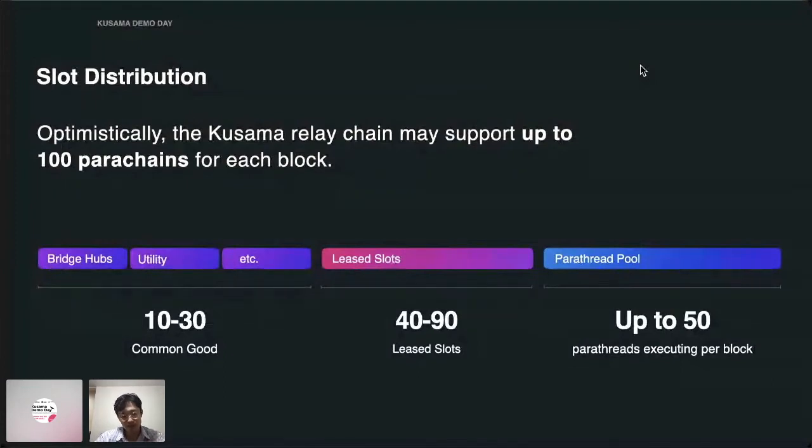So what this means is that it leaves essentially 40 to 90 leased slots that are possible for parachain developers to potentially acquire. And this means that all of these leased slots are quite competitive to get. And just a quick note is that this 100 parachain number doesn't actually include the 50 or so parathreads that can also execute per block that are not part of this 100 parachain number.